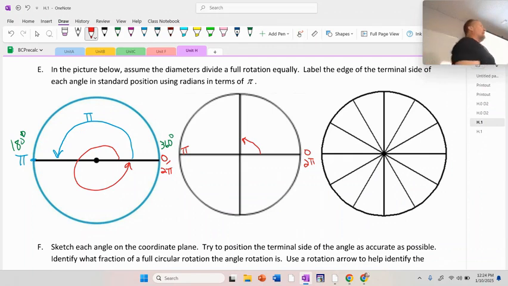All right. What is that angle measure, which is half of that? So what does that become? Pi over 2. So that's pi over 2 radians. This is how we break this down.